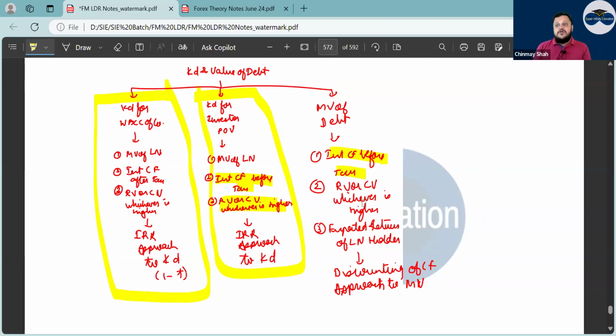If you have to find KD, fine, but if you have to find the market value of debt, what do you do? Interest cash flow before tax, redemption value or convertible value, whichever is higher. The expected return of the loan note holder will be given, and you have to discount and find the market value.